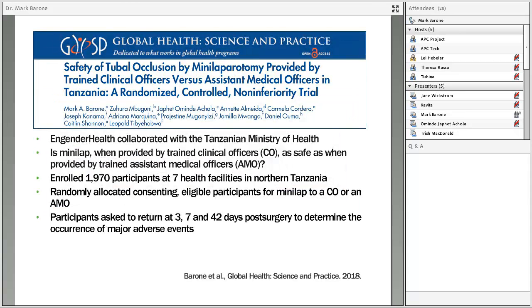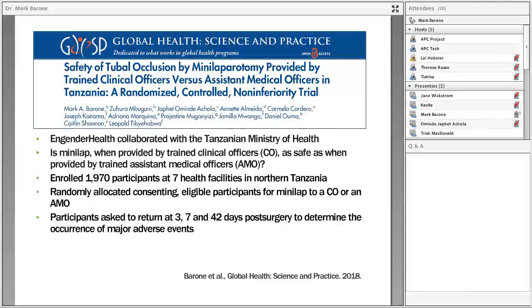The last piece of evidence on task shifting I would like to mention today are the results of a study I was involved in Tanzania while I was working at EngenderHealth. It was published recently in Global Health: Science and Practice. Working with the Tanzania Ministry of Health, we conducted a randomized study to explore if tubal occlusion by mini-lap provided by clinical officers was as safe as those provided by assistant medical officers.